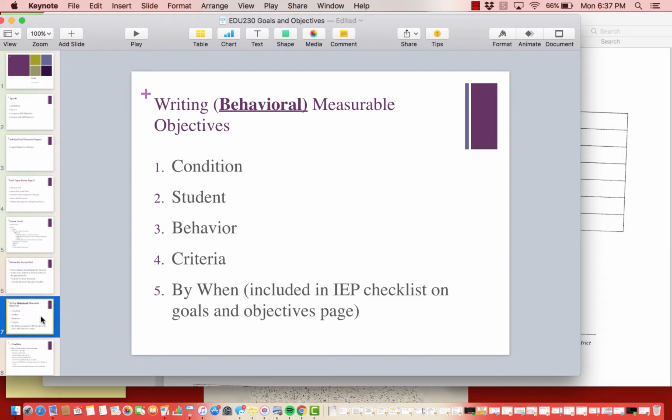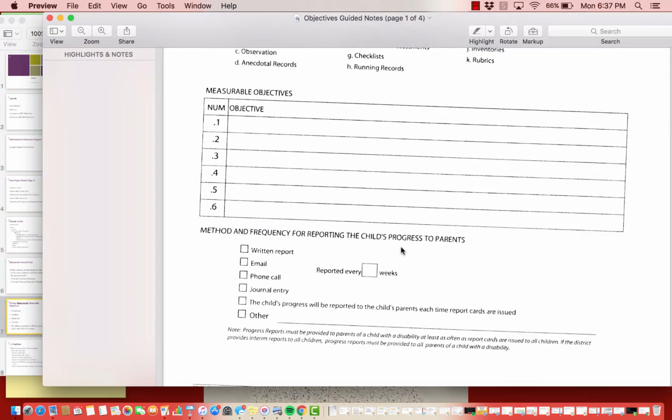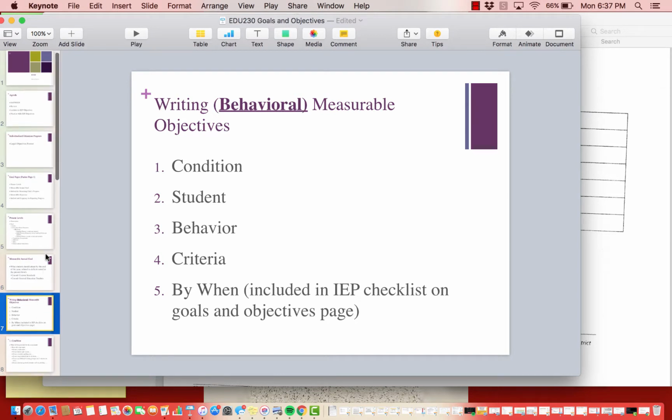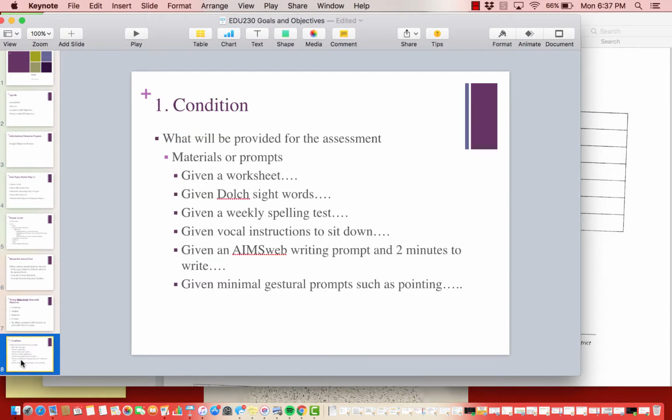This is very important. So you'll hear what are the 4 elements of a legal IEP objective, and these are the 4. The first is the condition, the second is the student, the third is a behavior, and the fourth is a criteria. The fifth, this is a part of it, but down here is where you're doing that. So it's not something you have to write into the objective, it's already on the form. So remember the first 4. We'll talk about each of those.